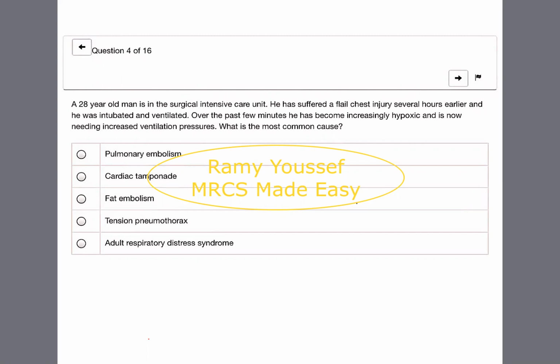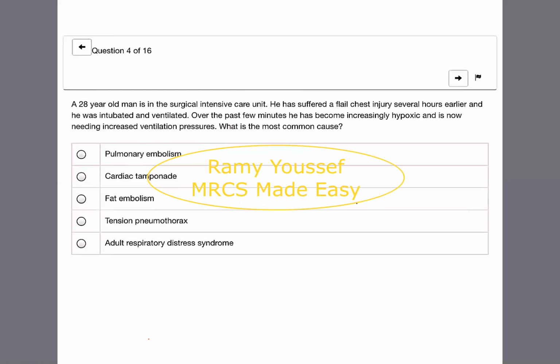Is it pulmonary embolism, or any in the scenario with the flail chest go with any pulmonary embolism features? No. Okay. Cardiac tamponade? No. No Beck's triad. Fat embolism? The same as pulmonary embolism? Yes. No dyspnea, no pigmentation in the retina. Adult respiratory distress syndrome? No mention of FiO2 and PO2 or something like that.